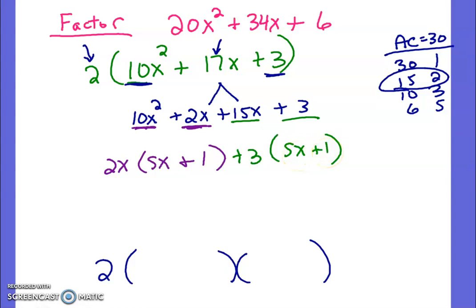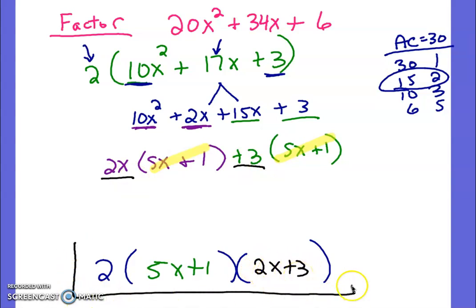And again, I want to say it again. These will always match. Okay, always match. If they don't match, that means you made a mistake. Okay, they have to match. So what's common is a 5x plus 1. So that's what I have highlighted. I highlighted 5x plus 1, and then what remains is 2x plus 3.